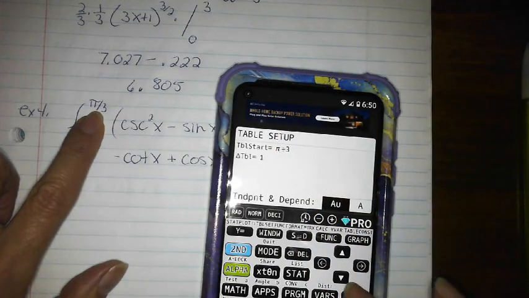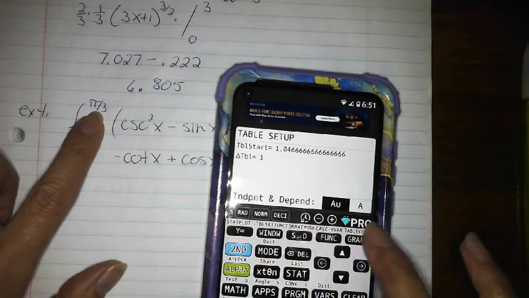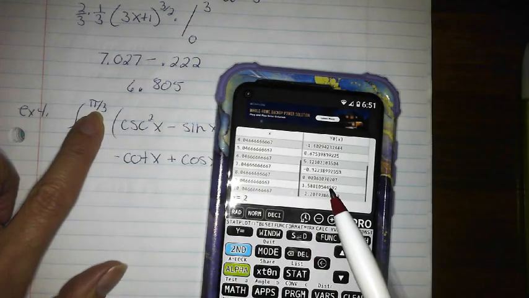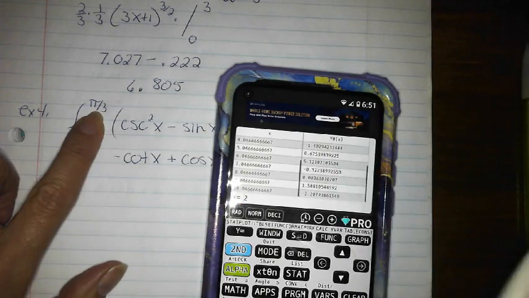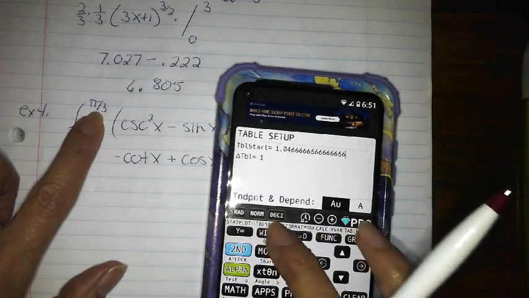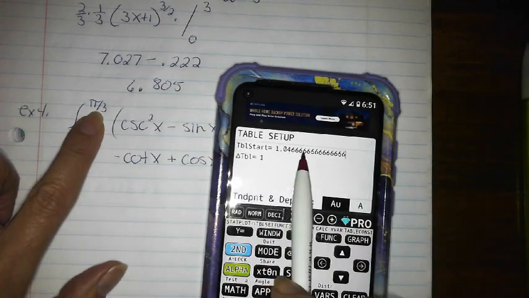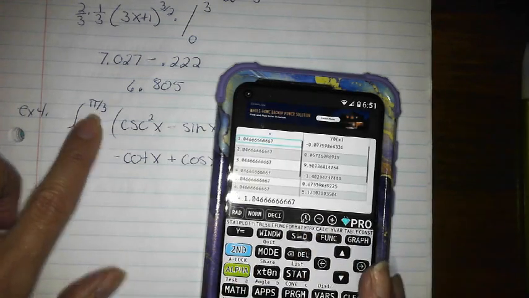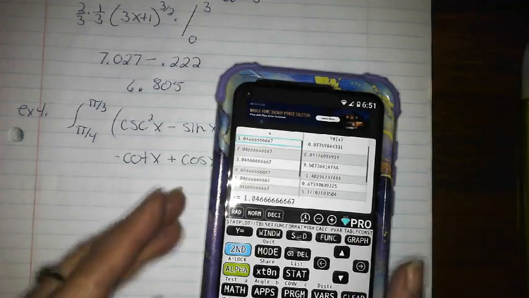Let me go 3.14 divided by 3. Close enough. Oh, maybe I got to hit enter. Oh, I bet I had to hit enter. Table set. What was that? 1.0466. Table start. I didn't see it, did you? Oh yeah, there at the top. So a negative 0.0776.